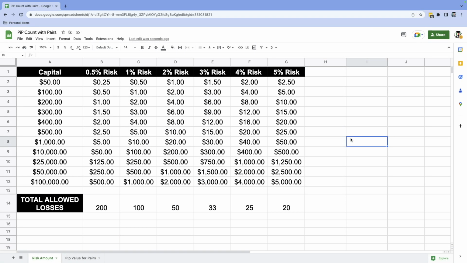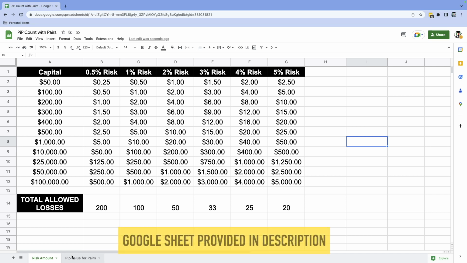All right, you guys, as you can see, I have this spreadsheet here with a couple of tabs. We have risk amount, and we also have Pip value for pairs. And I'm gonna break each tab down, and I'm gonna also provide you guys with this Google Sheet in the description, okay? So on this sheet, we have different amounts in capital, and we have different levels of risk.